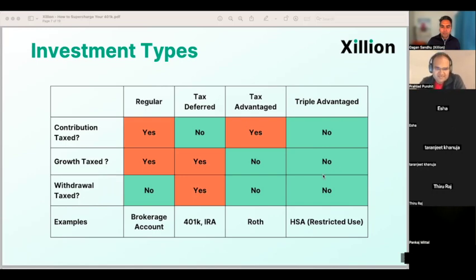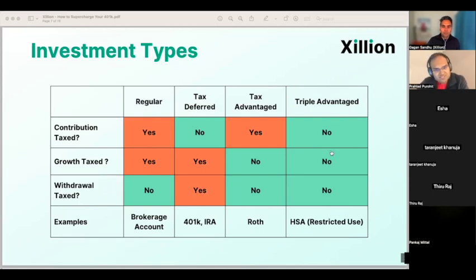Now, what does tax deferred mean? That's more like a 401k, for example, or even a pre-tax IRA. When you contribute, you will not be taxed because it's tax deferred. When you take money out, you will be taxed not only on growth but also on principal. Everything that comes out of a tax deferred account will be taxed.